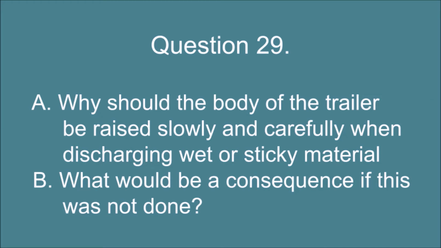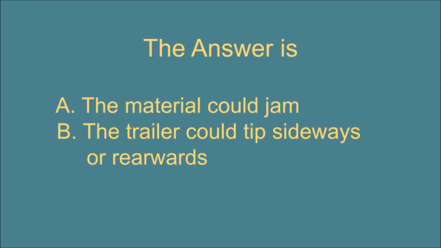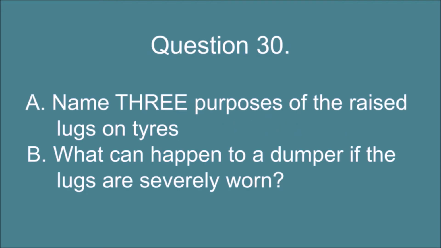Question 29. A. Why should the body of the trailer be raised slowly and carefully when discharging wet or sticky material, and B. What would be a consequence if this was not done? The answer is A. The material could jam. B. The trailer could tip sideways or rearwards. Question 30. A. Name 3 purposes of the raised lugs on tires, and B. What can happen to a dumper if the lugs are severely worn?